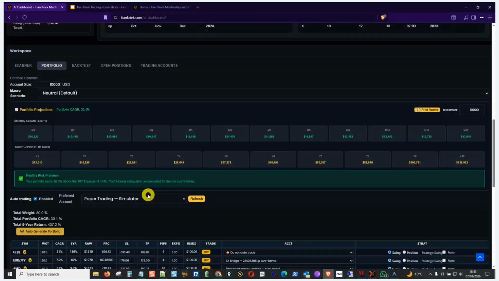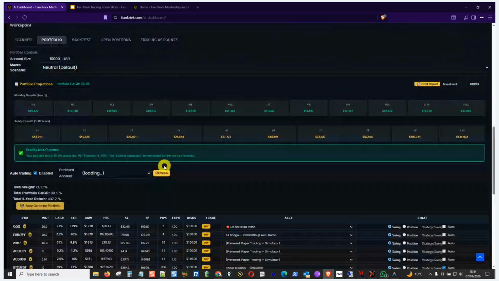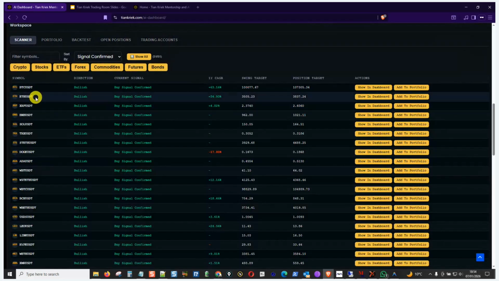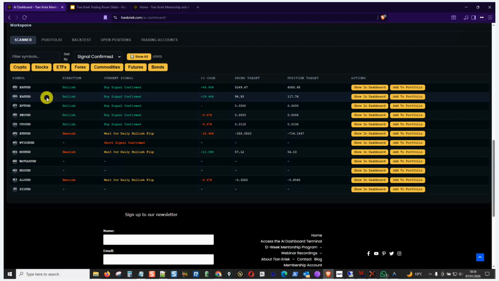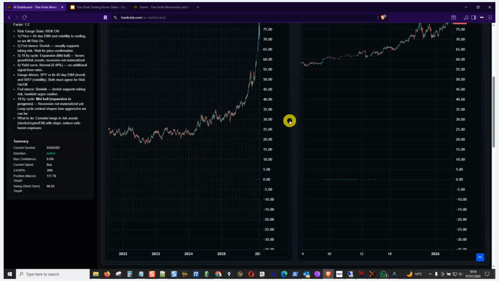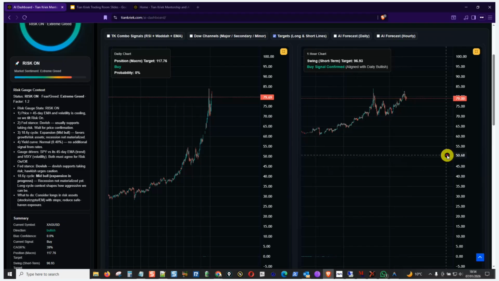Then let's go and have a look at silver, commodities, silver. Swing target at 96. Position target at 117. Goodness. It's going to go much higher. Craziness, I tell you.